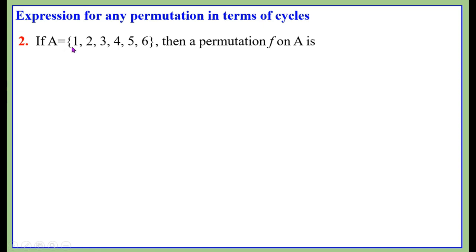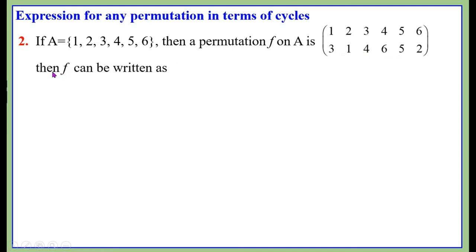If A is equal to the set having elements 1, 2, 3, 4, 5, 6, that is, A has 6 elements, or we say A has 6 symbols, then a permutation F on A is the permutation with first line 1, 2, 3, 4, 5, 6 and second line 3, 1, 4, 6, 5, 2. If we see the given permutation, 1 goes to 3, 3 goes to 4, 4 goes to 6, 6 goes to 2, 2 goes to 1. The number 5 is left unchanged, whereas all other elements are in cyclic order. Therefore, F can be written as the cycle (1 3 4 6 2).